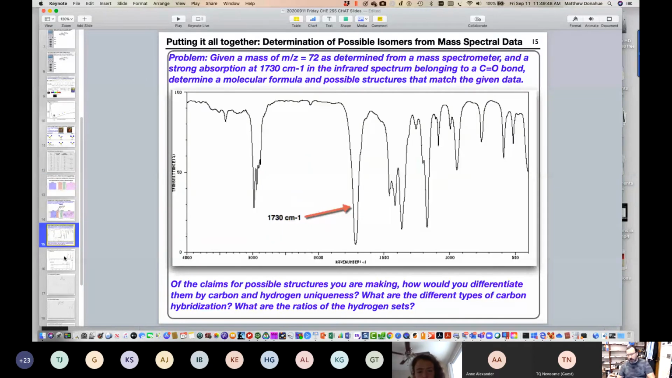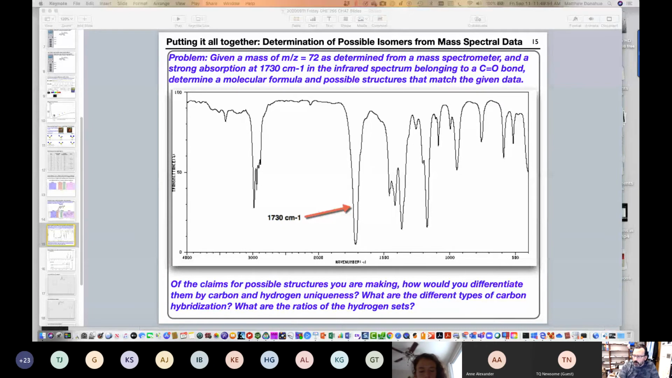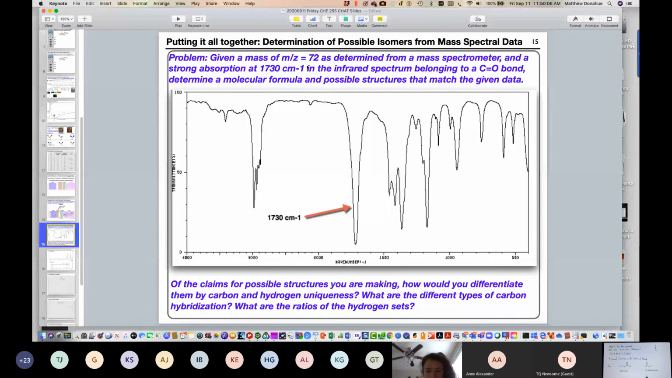So we're looking at this problem, and I'm going to click back over to the document camera, where you were given this prompt, where basically the mass of the parent was 72.